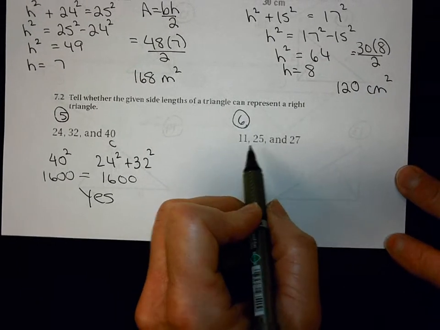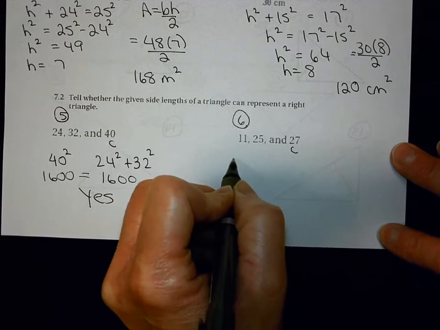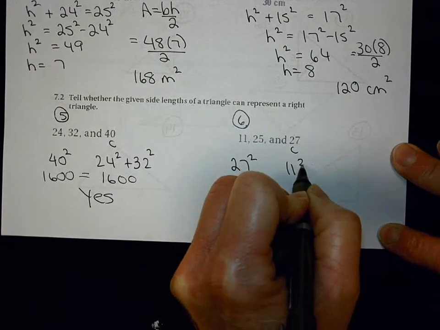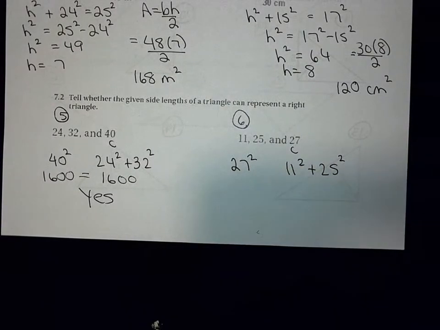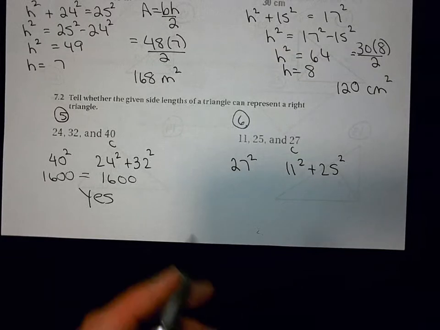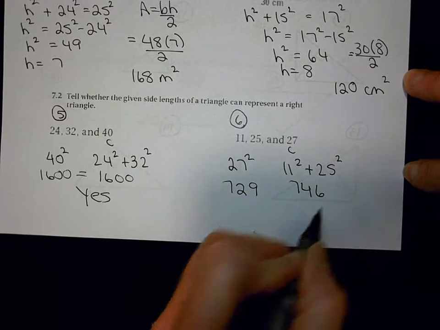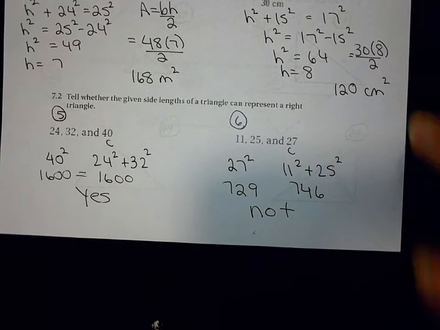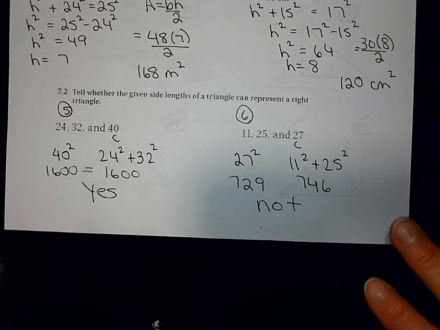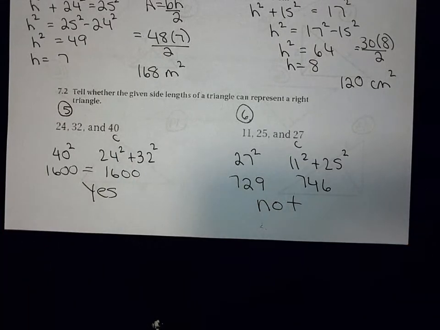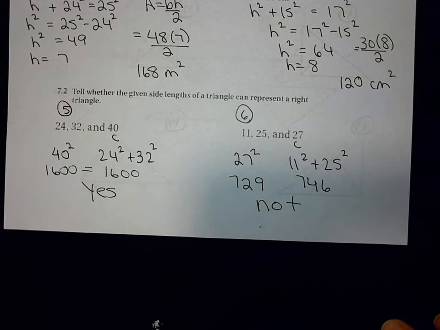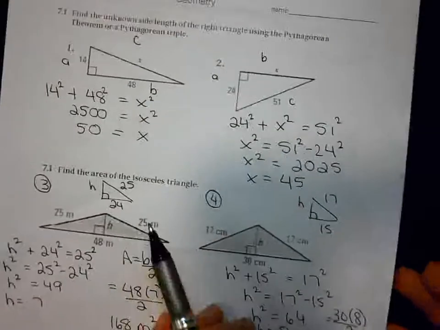Okay, if we look at the other one, 11, 25, and 27, this is the C. So 27 squared is going to be compared to 11 squared and 25 squared. Okay, so 27 squared is 729. 11 squared plus 25 squared is 746. So this is not a right triangle. Okay, so again, you take the three numbers, the largest one is the C, you compare the C squared to the A and the B squared. So 5 is a yes, 6 is not a right triangle. Okay, I'm going to turn the page.